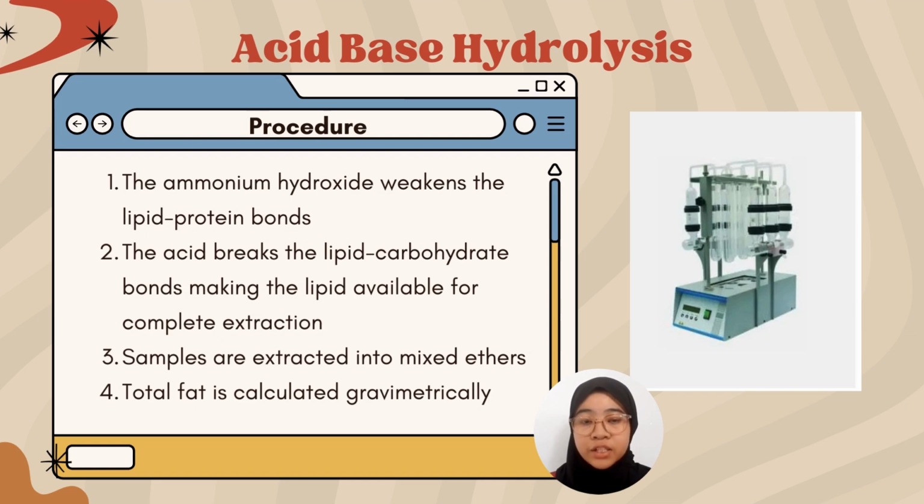The third and last method that we use is acid-base hydrolysis. In the procedure, the ammonium hydroxide weakens the lipid-protein bonds, and then the acid will break the lipid-carbohydrate bonds, making the lipid available for complete extraction. And then the sample is extracted into mixed ethers, and total fat is calculated gravimetrically. The picture I provide shows how the acid-base hydrolysis is set up in this experiment.